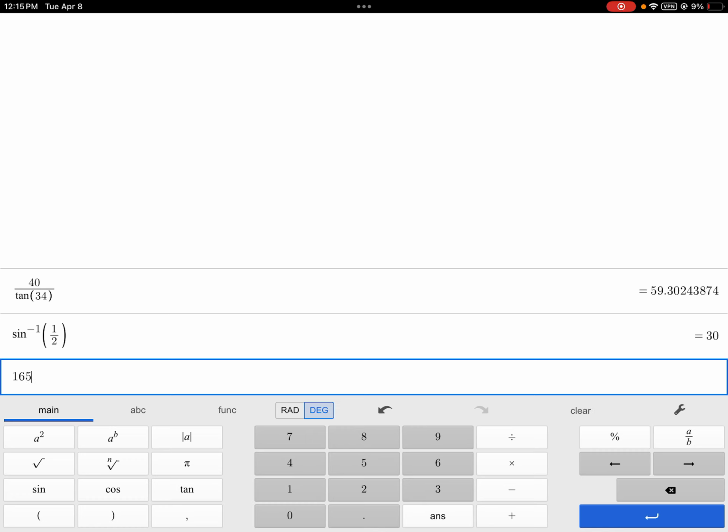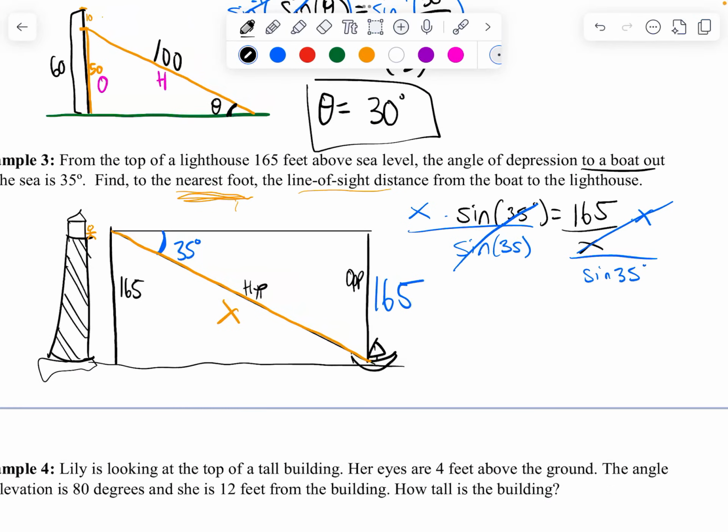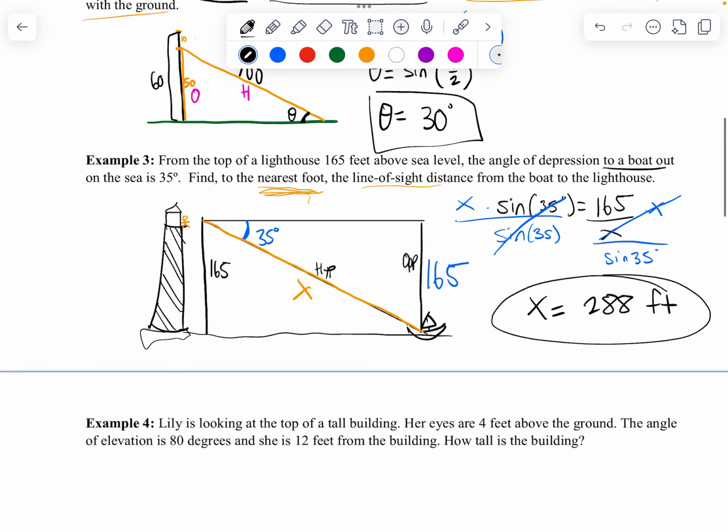So 165 divided by sine of 35 goes into my calculator. And it said to the nearest foot, so I'm not going to worry about 3 decimal places out. We should get 288 as a final answer here. X equals 288 feet, because we're talking about feet here as the measurements were given. And that is the line of sight distance from wherever the top of our lighthouse is to the boat out at sea. Pretty helpful stuff.